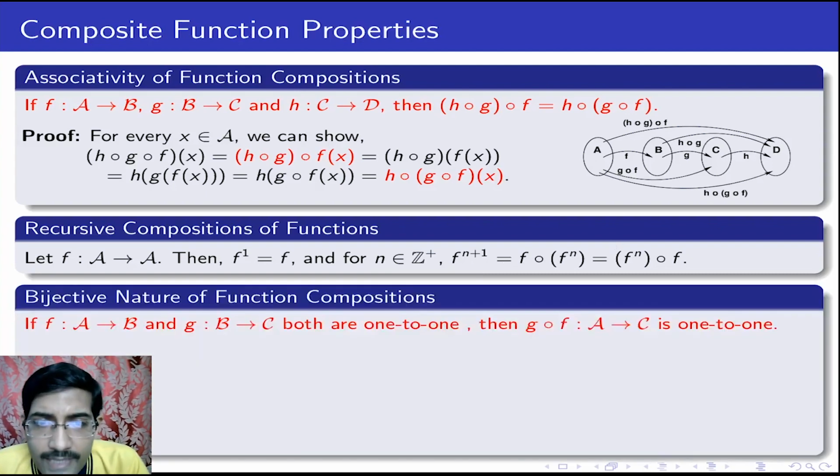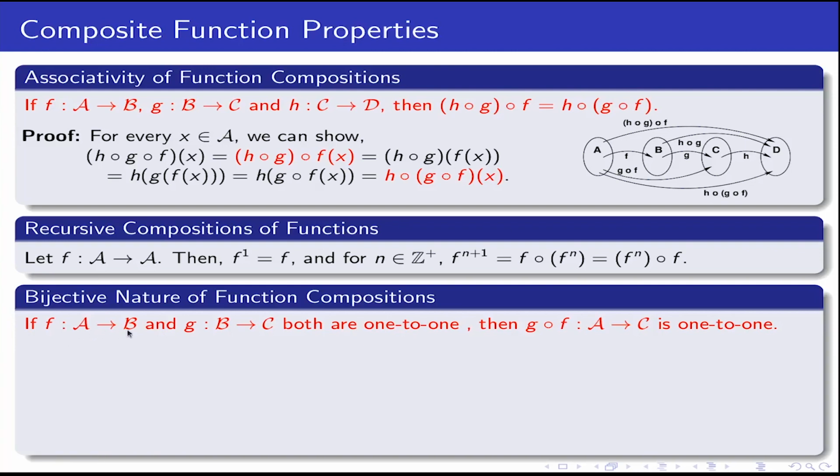To define the bijective nature of function composition, let us try to deduce certain theorems. If f is a function from domain A to B, g is a function from domain B to C, therefore G∘F is a function from A to C, since first you apply f, then you apply g. If f and g are both 1 to 1, then G∘F is also 1 to 1. This is pretty simple, right?